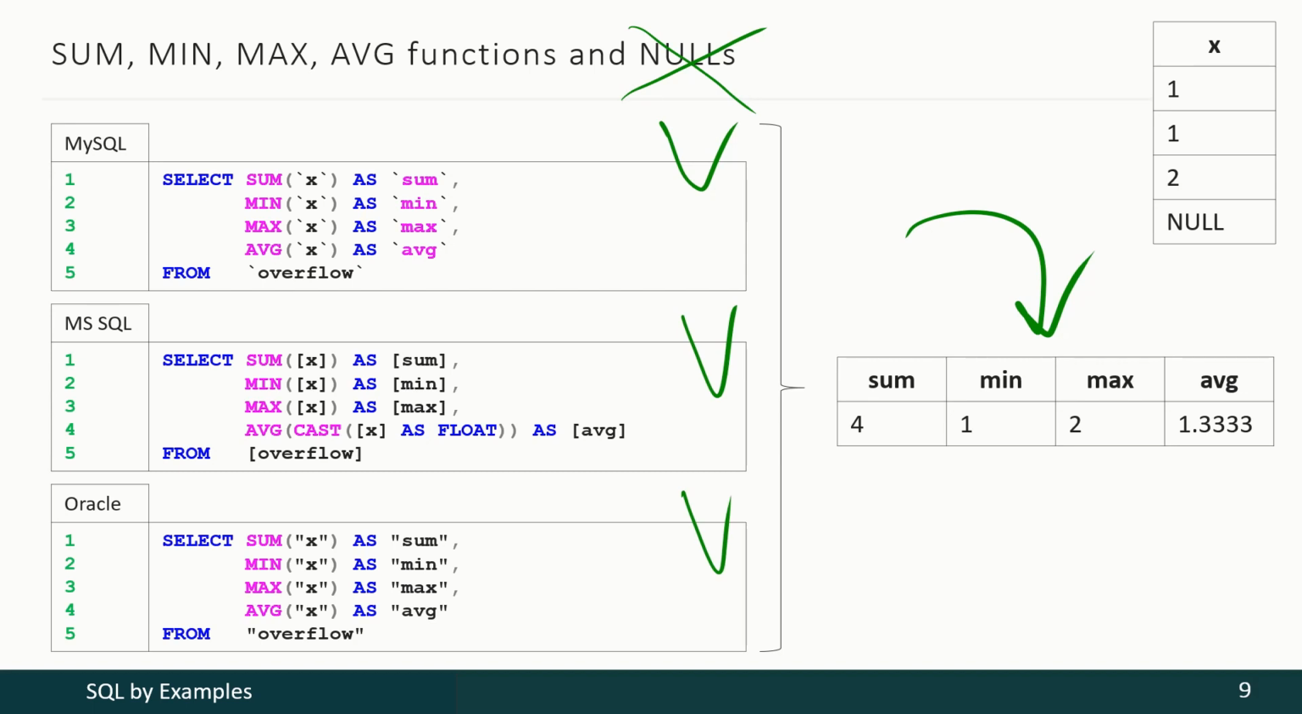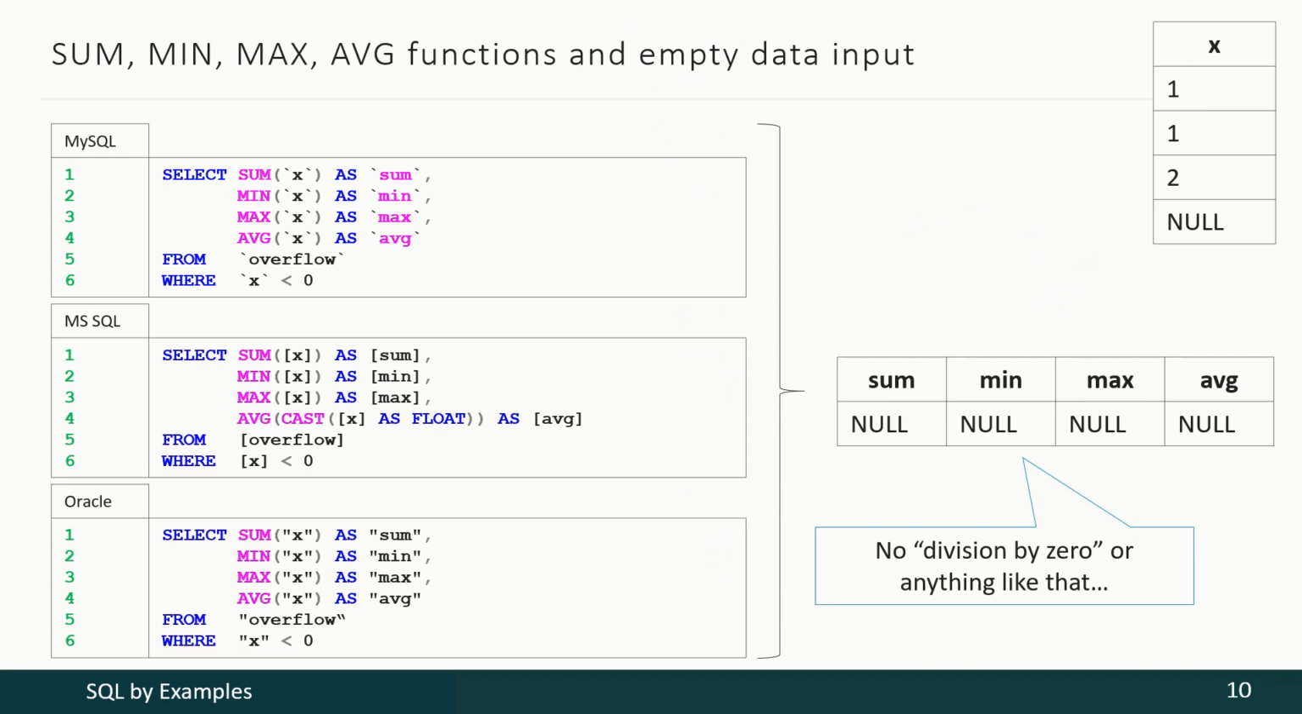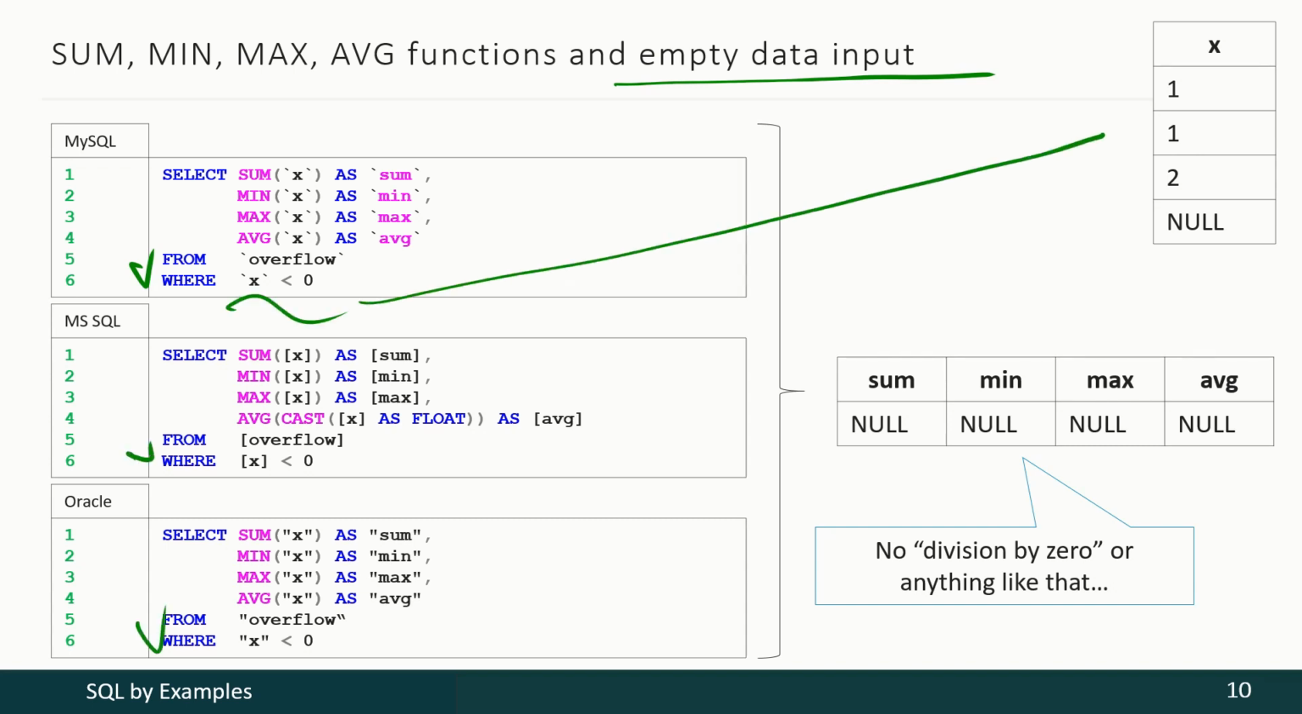But what if we pass empty data input to each DBMS? Let's add such a condition here. You may see that there is no value less than 0. So we pass emptiness to all these functions. And we see such a result.